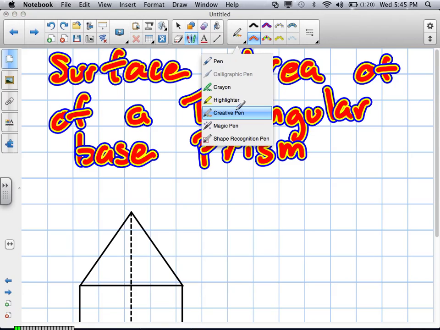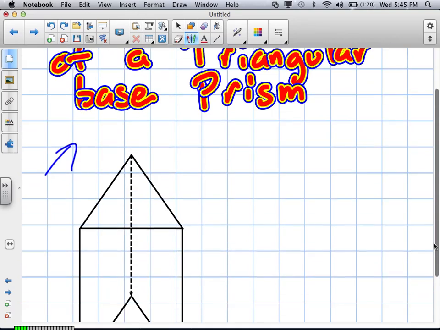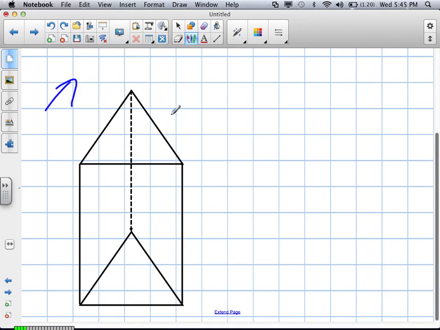Okay, so we're going to do the surface area of a triangular base prism. This is our object down here. We need to find the surface area of this. But what we actually do is, do you remember ever doing something called a net of a shape? A net of a shape is... Oh, that's when you open it up. Yeah, exactly, when you open it up.